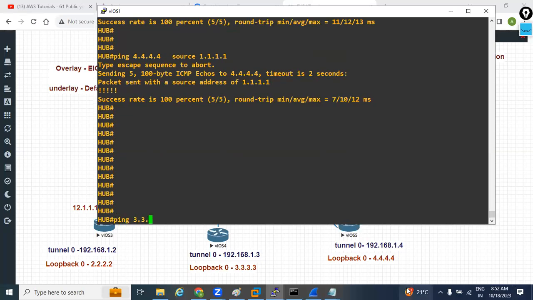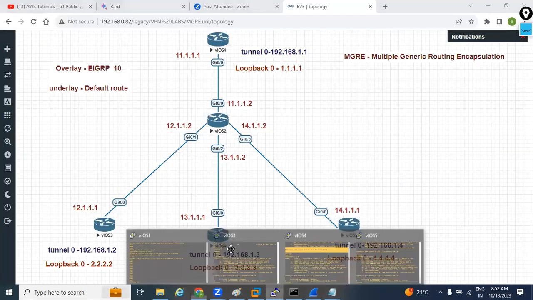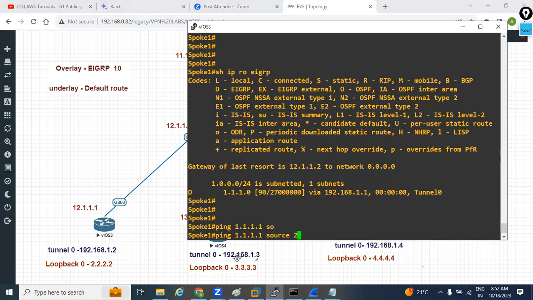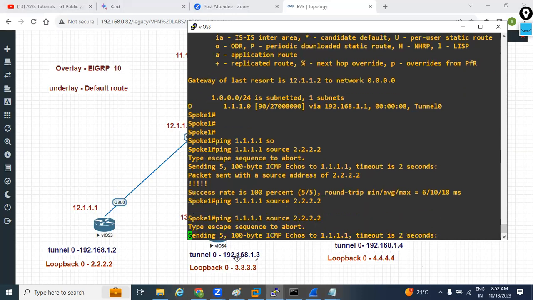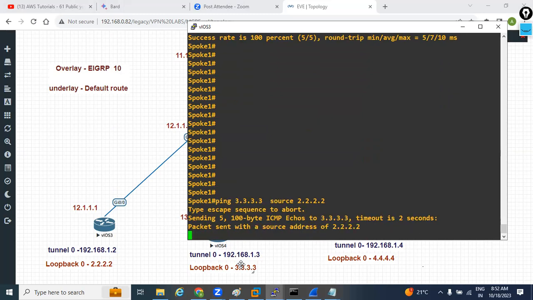Now let's consider ping with 3. This is my hub, sorry. Let's get back to SPOC 1. Ping with 3.3.3.3. First of all, let's ping with 1.1.1.1 as a source of 2. So this ping is with whom? Hub only. Okay. And now let's try with 3.3.3.3. So this is between SPOC to SPOC. Not happening. May I know the reason?